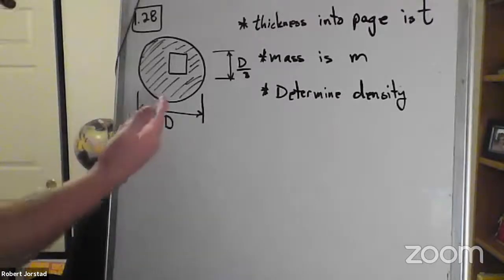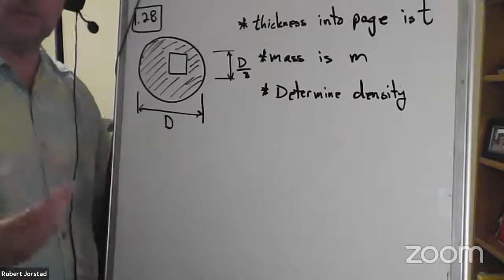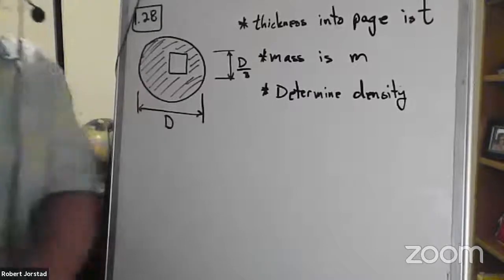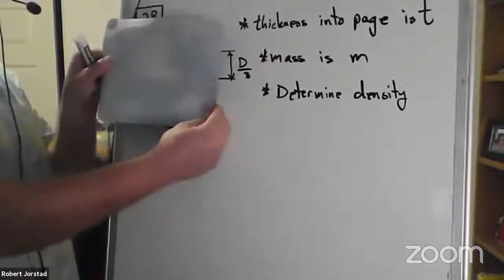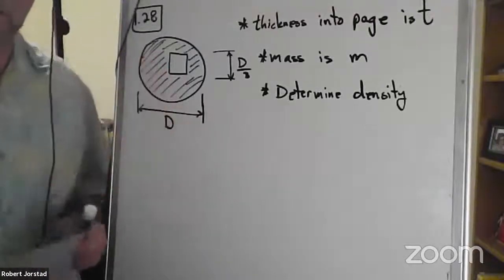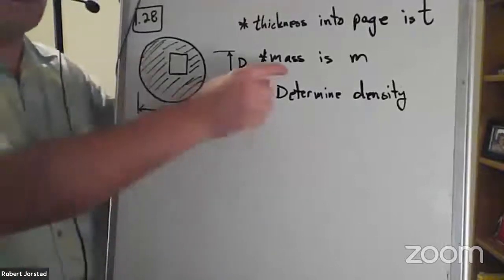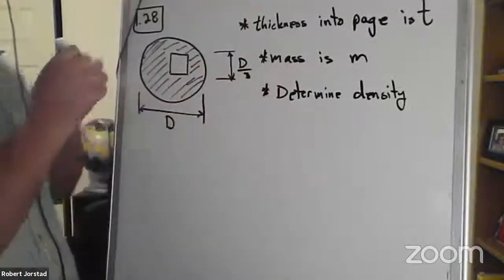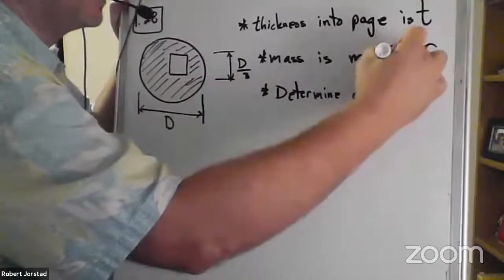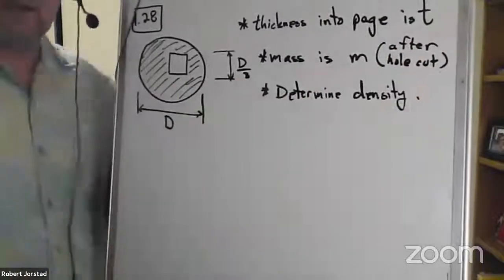Okay, we've got this plate. It says the thickness of the plate is T. You might not know what that means, but basically it's thickness T into the page here, right? While this isn't exactly the same thing, this would be like the plate and you could see the thickness. It's hard to see it, so they just say it's into the page. Okay. We were told the mass is M after the hole. And we're supposed to determine the density.